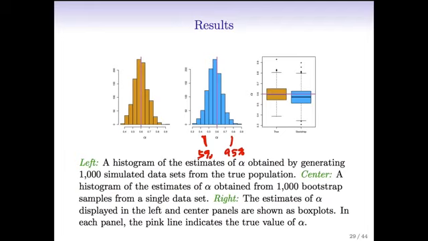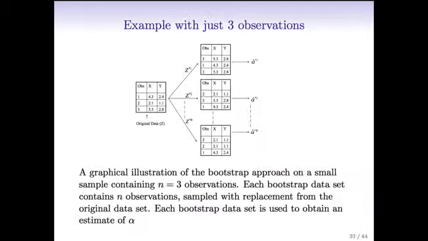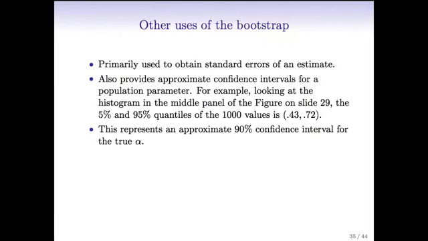So if we do that, that provides a confidence interval for alpha. And what do we actually get? I've got that back on the slide: 0.43 and 0.72. So this is actually an appropriate confidence interval for alpha.